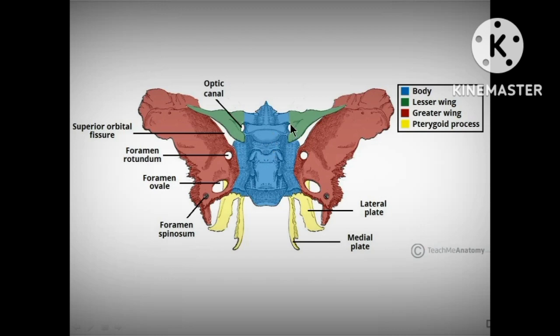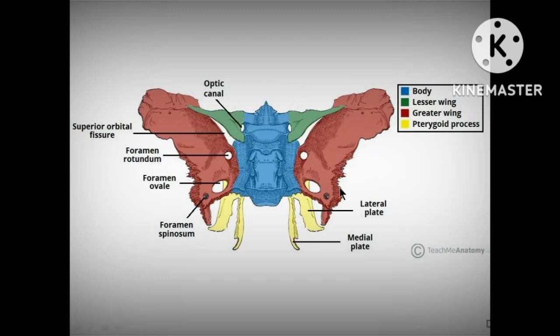So the optic canal lies within the lesser wing of the sphenoid, or between the body of the sphenoid and the lesser wings. Now we can see between the lesser wing and the greater wing there is a comma shaped fissure here. This is called the superior orbital fissure. Through the superior orbital fissure, the third, fourth, fifth first division and the sixth cranial nerves enter, which supply the extraocular muscles and also carry some sensations from the orbit.